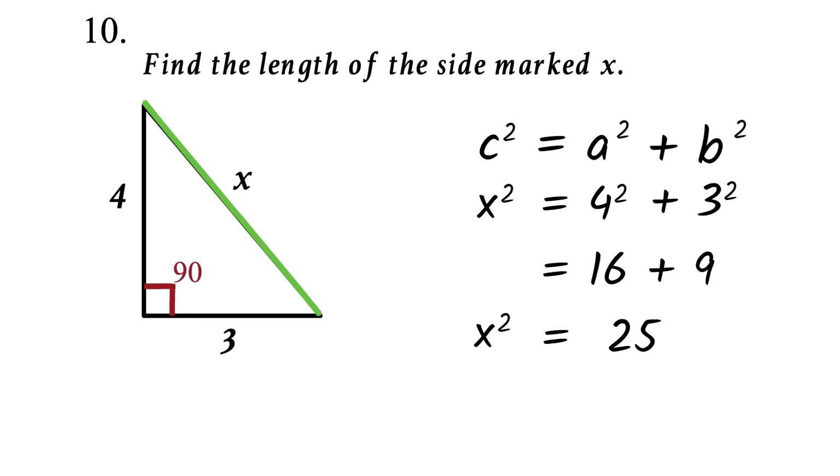To find x, we will find the square root of both sides. This will cancel out. Square root of 25 is 5. Therefore, x equals 5. Please note that most questions can be converted to word problems. Let's look at a word problem similar to this.